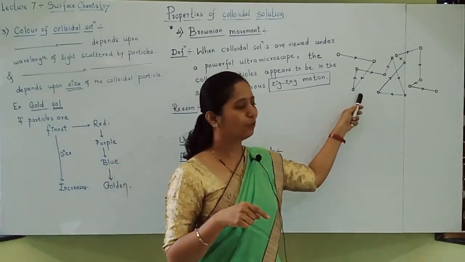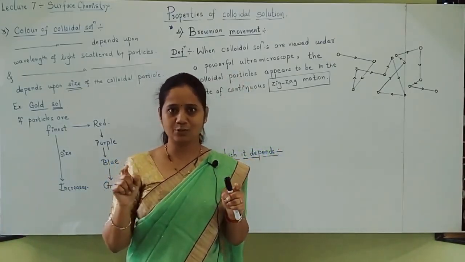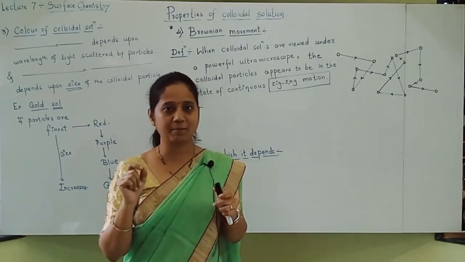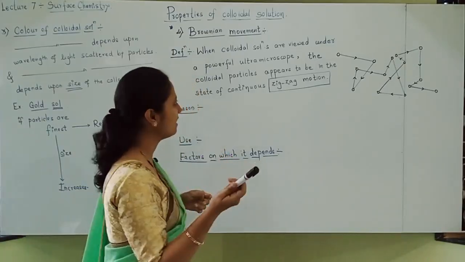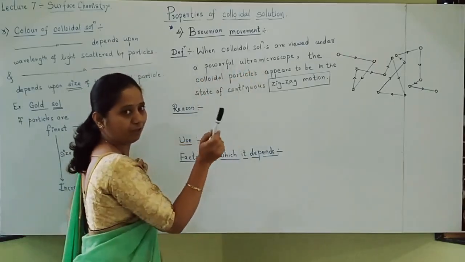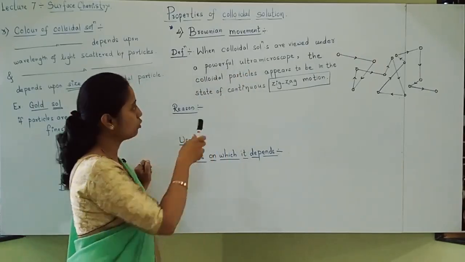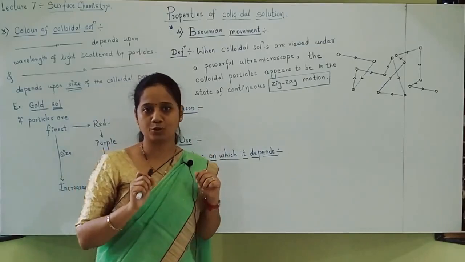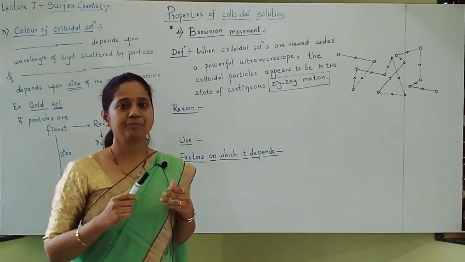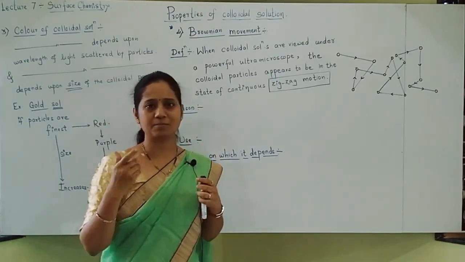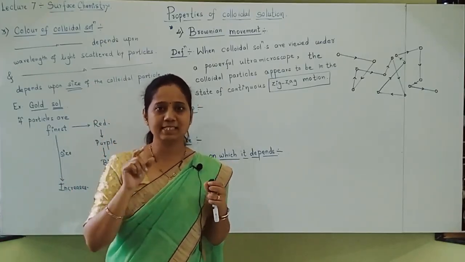The zigzag pattern I have shown here. So this movement of colloidal particles, which is seen in a colloidal solution when observed under an ultramicroscope, is called Brownian movement. Okay, so the concept is very simple. When a colloidal solution is viewed under a powerful ultramicroscope, the colloidal particles appear to be in a state of continuous zigzag motion. This zigzag motion is called Brownian movement. Why is it called Brownian movement? Because of the scientist's name, Robert Brown. He has given this name to the zigzag motion.